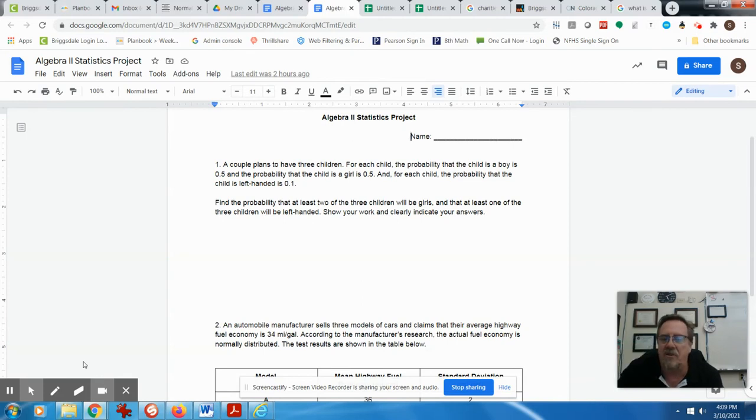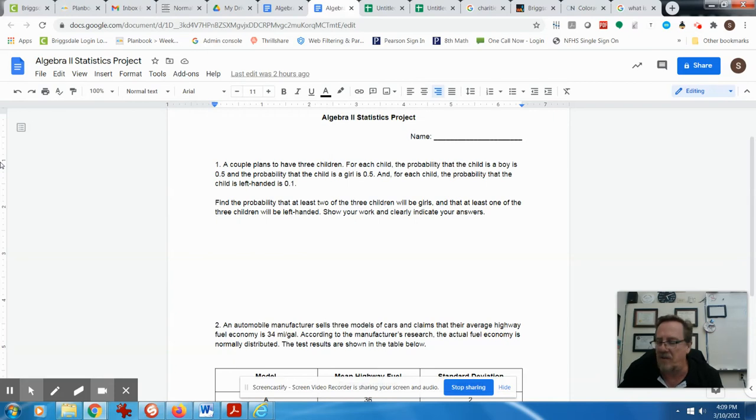The number of children they're going to have is n. So if we think about this, n is 3 because they want 3 children. And it's asking us for the probability. If you look at this next little section, it says find the probability that at least 2 of the 3 children will be girls. Okay. So we're saying that we want at least 2.